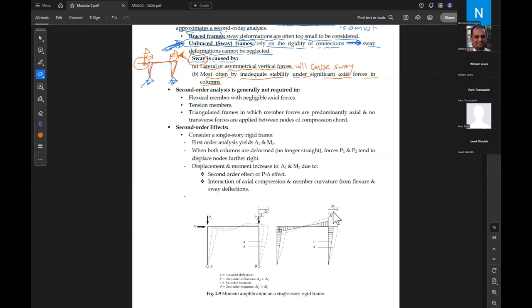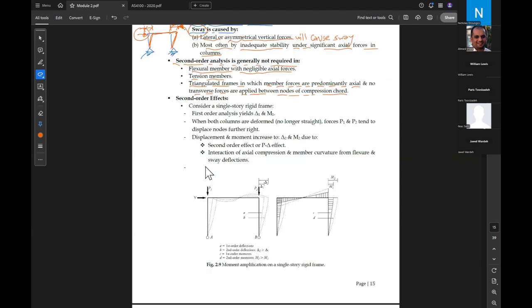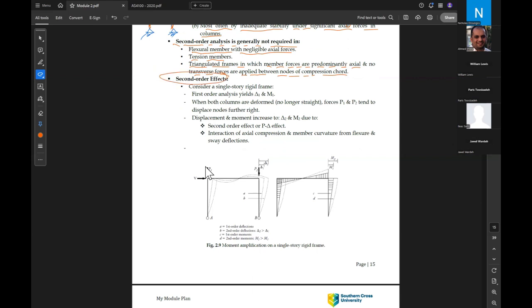Okay, the second order analysis may not be required in some cases, such as flexural members with negligible axial forces, tension members, and also triangulated frames in which the member forces are predominantly axial and no transverse forces are applied between nodes, and compression members. The second order effects, considering a single story rigid frame similar to here. So this is a single story frame.